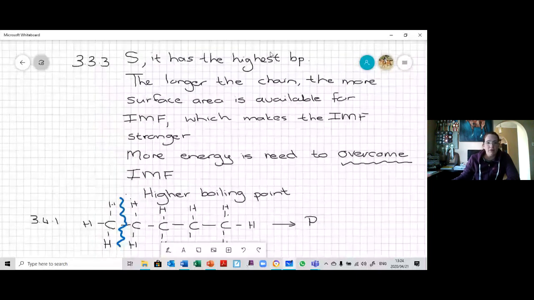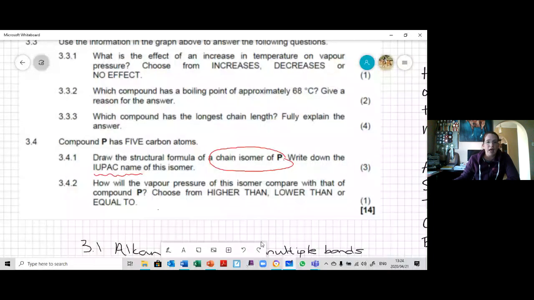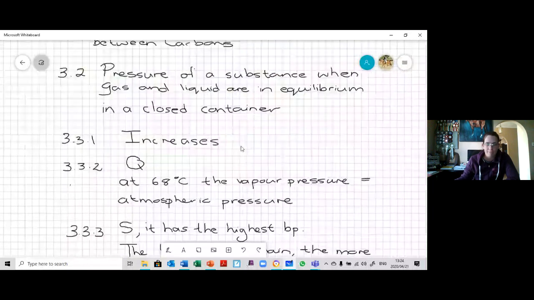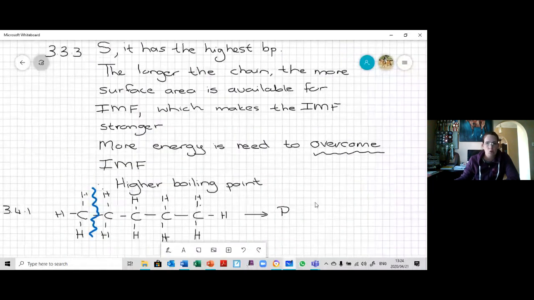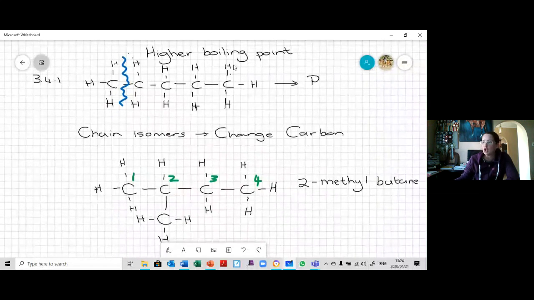Now for question 3.4.2. How will the vapor pressure of this isomer compare to that of compound P? They didn't even ask for any explanation. They just said higher than, lower than, or equal to. So let's look at it.